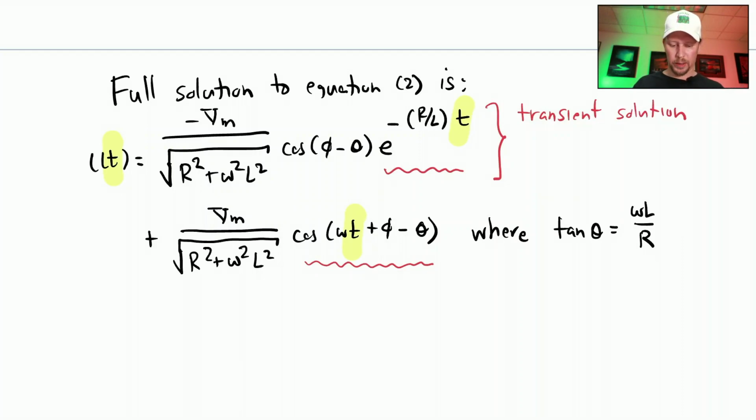While the other one, the time portion, appears inside of a sinusoid, right? You take cosine of omega t plus that other constant. Notice that it has oscillatory behavior. It never goes away. It never decreases or increases with time. It always stays using the same sinusoidal pattern. This is what they call the steady state solution. And the full solution consists of both the steady state solution added to the transient solution.